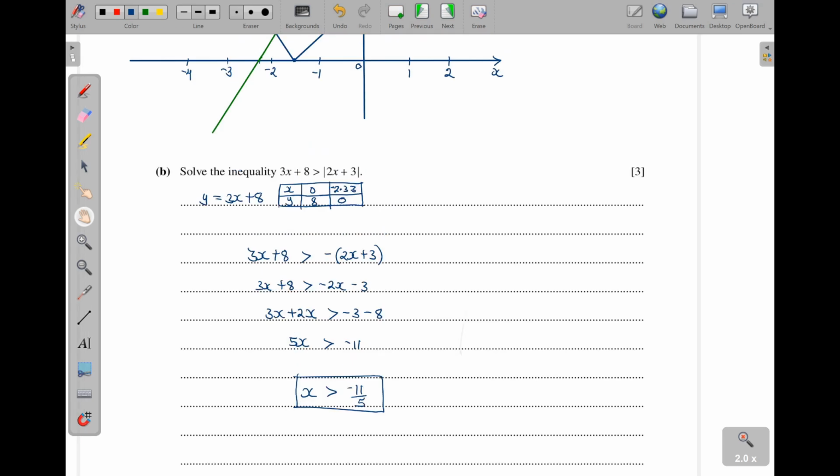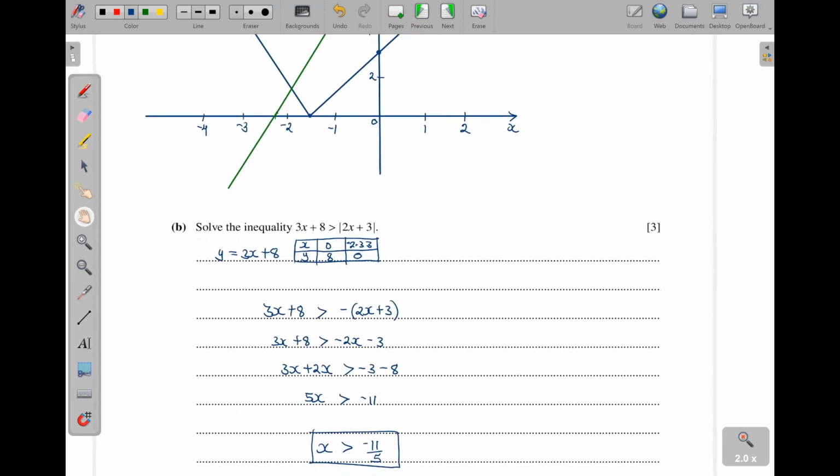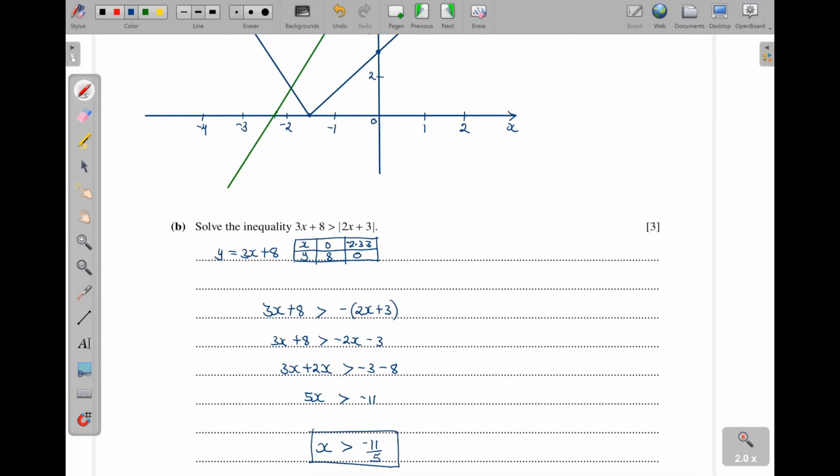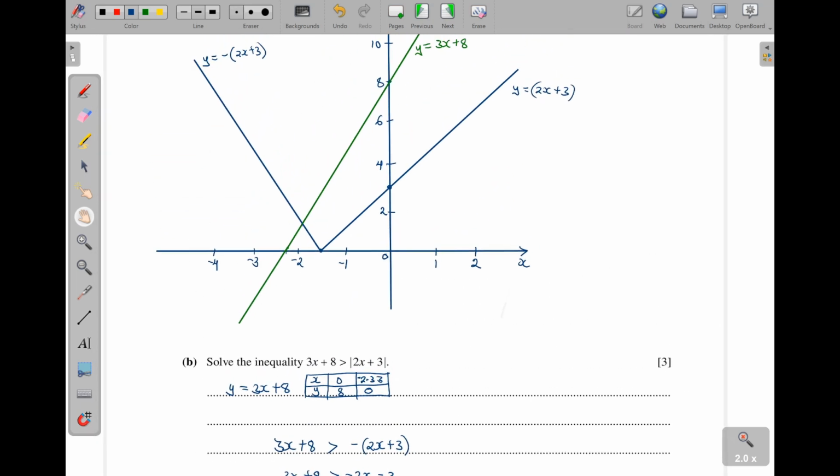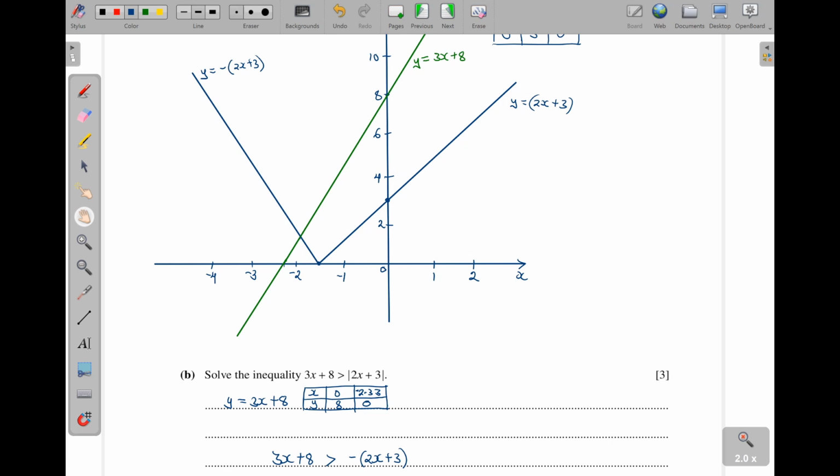Okay, but again, where they are meeting, it is negative 11 over 5. That is 2 point something. So when you check this value here, based on my sketch, it is below 2, but this one is negative 2.2. Okay, let us assume this one is here. So what I'm going to do is to bend this one again. Okay, let me bend this one a little bit.